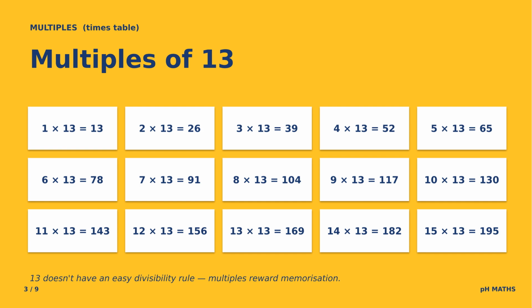Multiples of 13: 13, 26, 39, 52, 65, 78, 91, 104, 117, 130. 13 doesn't have a clean divisibility rule. It's one of those primes you basically have to memorize the multiples for. The two to remember are 52, which is the number of cards in a standard deck, and 91, which is 7 times 13, a common factorization trap.